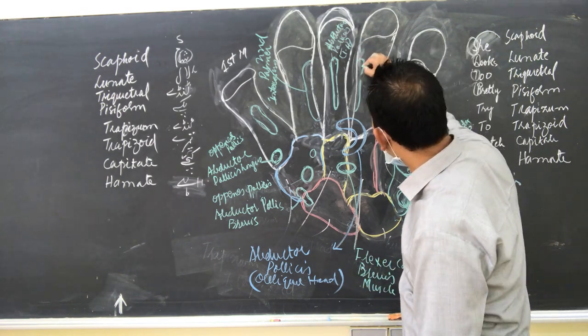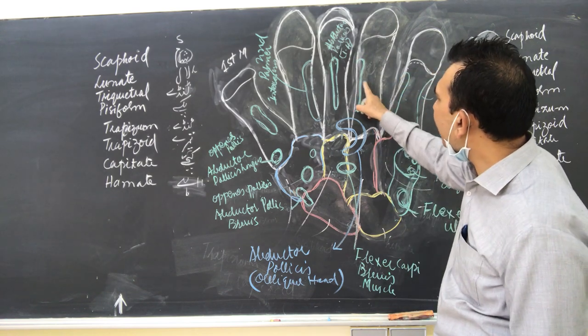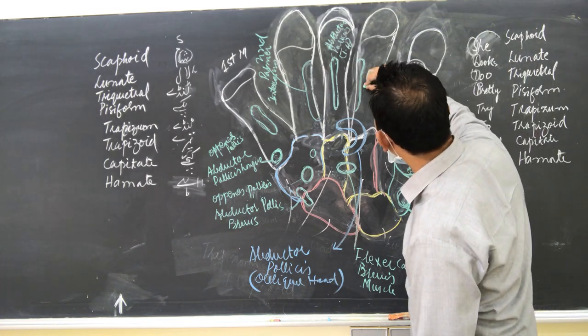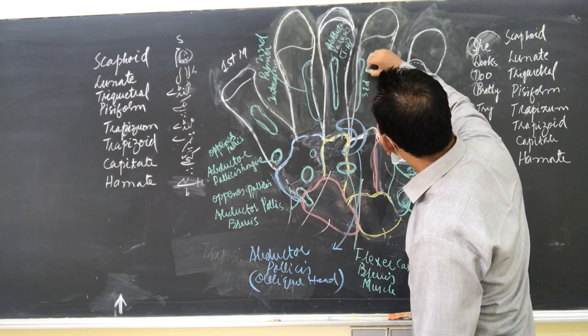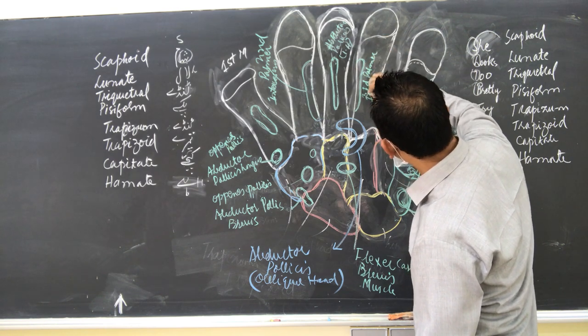Now in the fourth metacarpus, this is the medial border of the shaft of the fourth metacarpus, and this area is for the third palmar interosseous membrane.